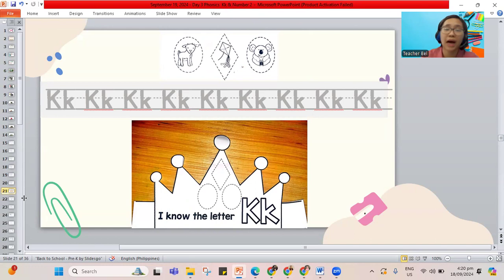So if you have the hat crown, you need to color your pictures. You need to trace the letter K on the strip to put at the back to let you wear your crown, and trace the letter K in the crown as well. So let's color on the screen here. We have our goat, or the baby goat is called a kid. We have our kite, and we also have our koala. They all begin with K.